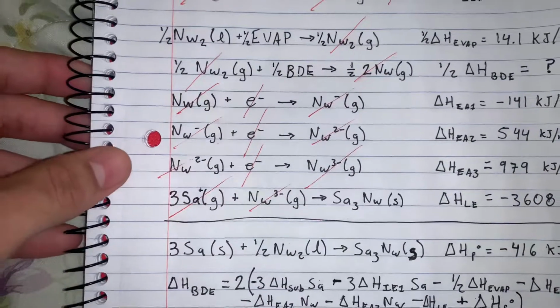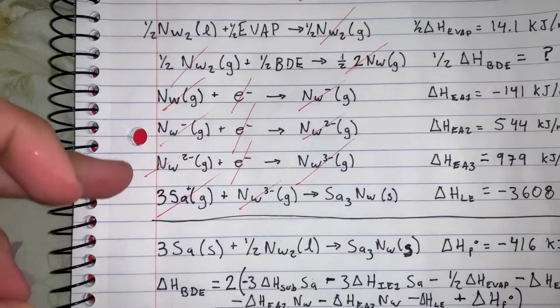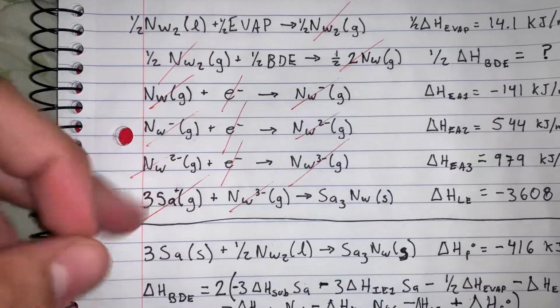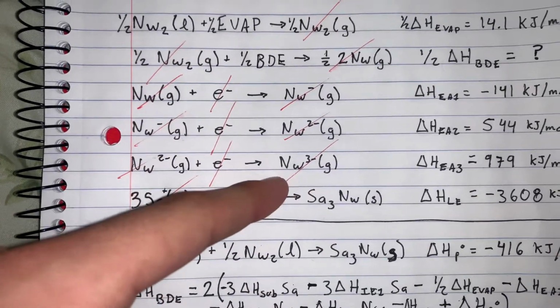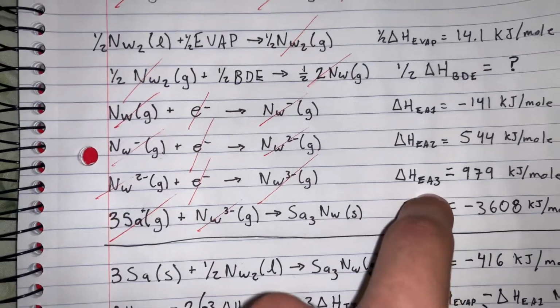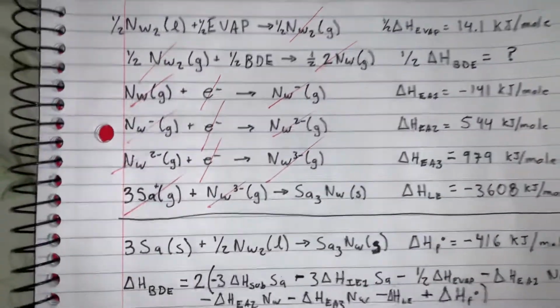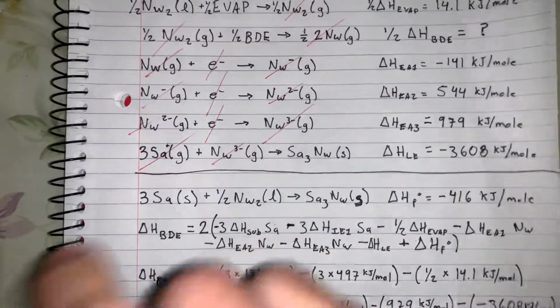Then I'm going to add the third electron affinity to NW negative 2 gas. So I add an electron, so I have my NW negative 3 gas, and this is the third electron affinity energy. Now I find my lattice energy.